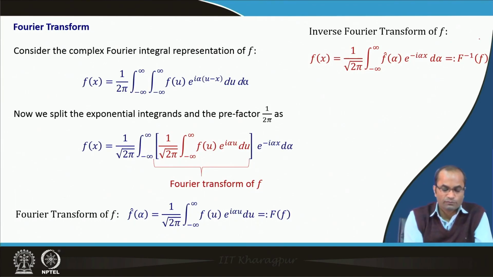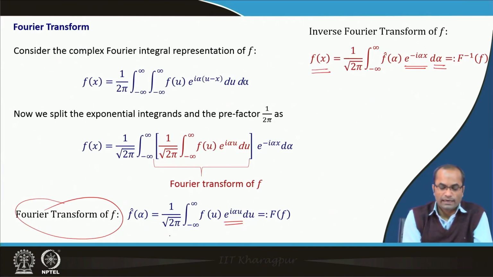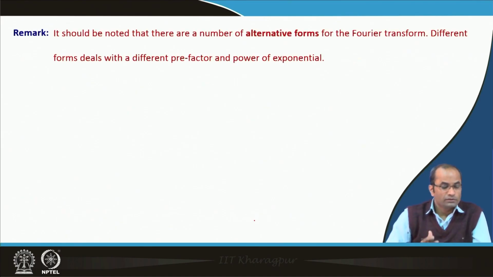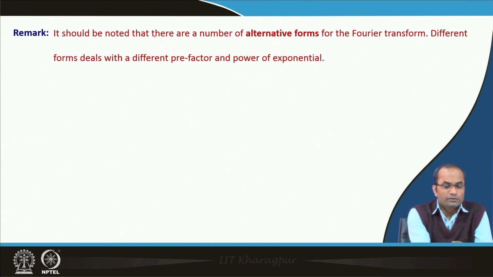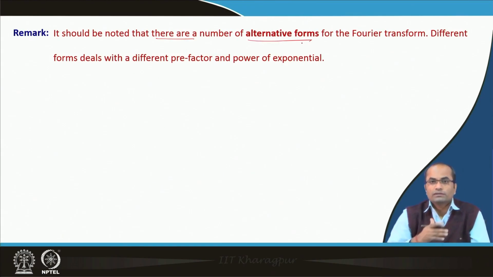Basically, in the forward formula, the formula of the Fourier transform, we have e power I alpha u, whereas here we have it with a minus sign, alpha x, and this is integrated over alpha, of course, to get this function of x. And then to get the function of alpha, it is integrated over u.